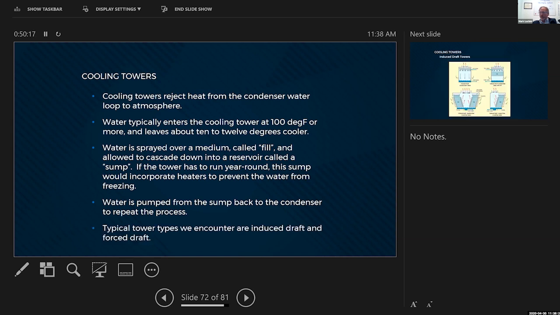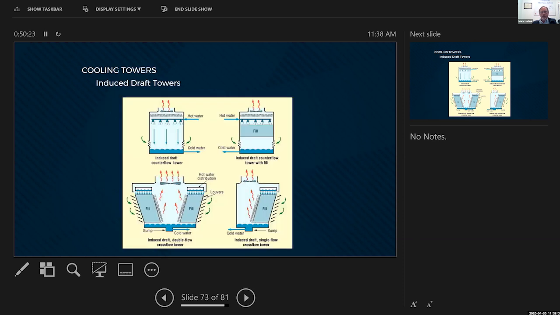A couple typical tower types we will encounter are induced draft and forced draft towers. Induced draft towers are called induced draft because we're basically pulling the air, or inducing the air, to come in through the tower by means of a fan that discharges on the top. A little more terminology: a counterflow tower simply means that the air is flowing in one direction and the water is flowing counter to that, the opposite direction. So here the air is flowing upwards, water is flowing downwards.